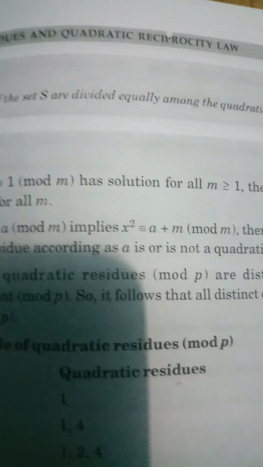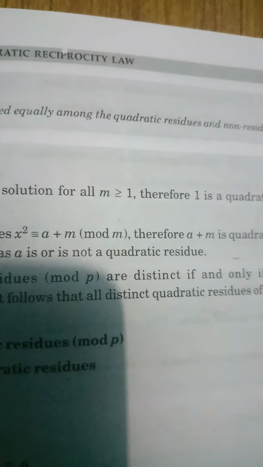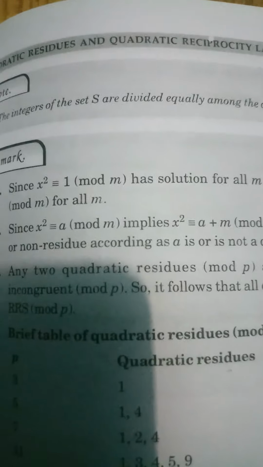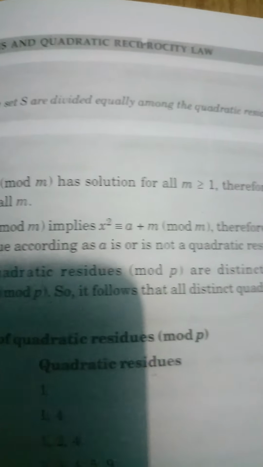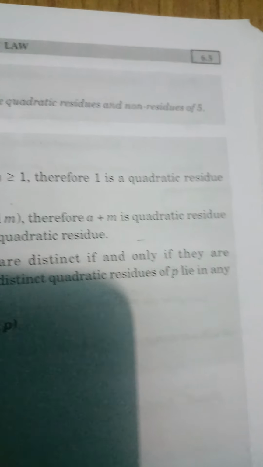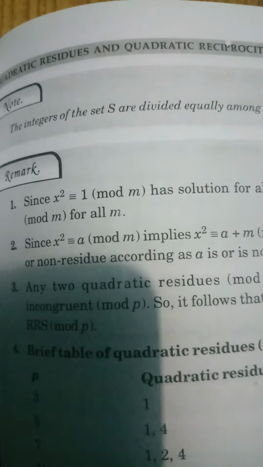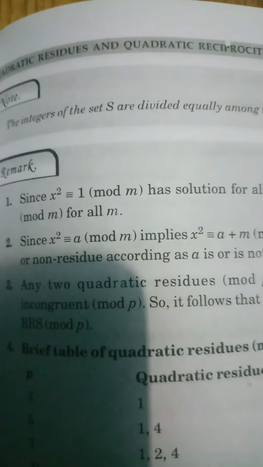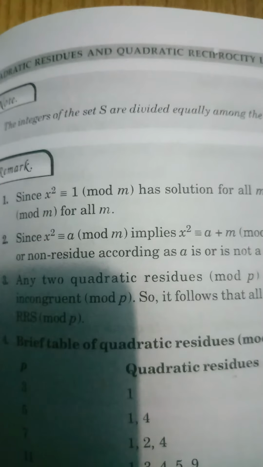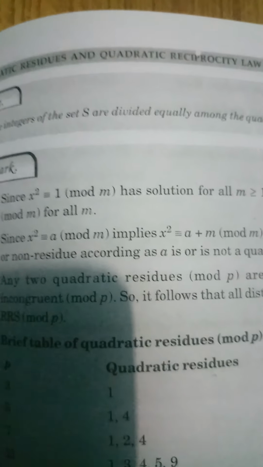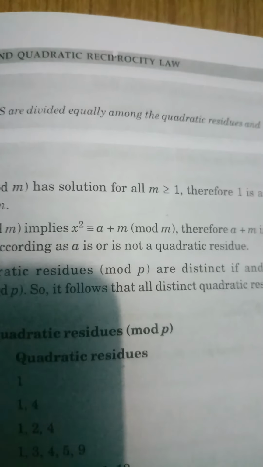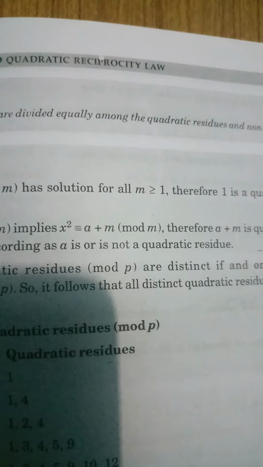Remark: since x square congruent to 1 mod m has a solution for all m greater than or equal to 1, therefore 1 is a quadratic residue mod m for all m. Since x square congruent to a mod m implies x square congruent to a plus m mod m.